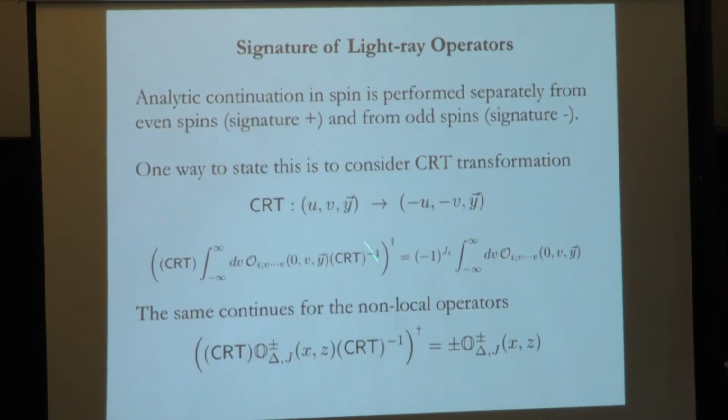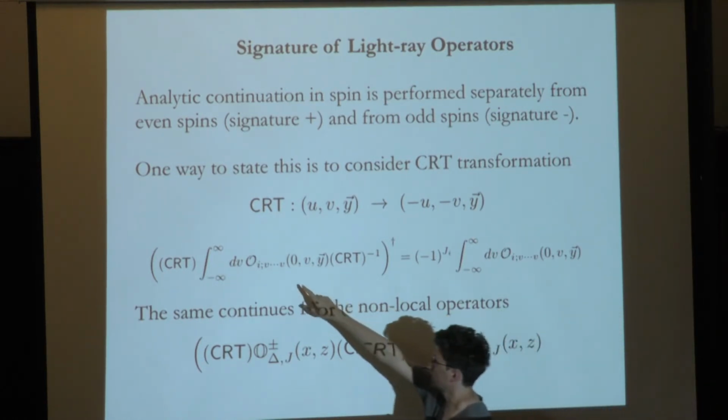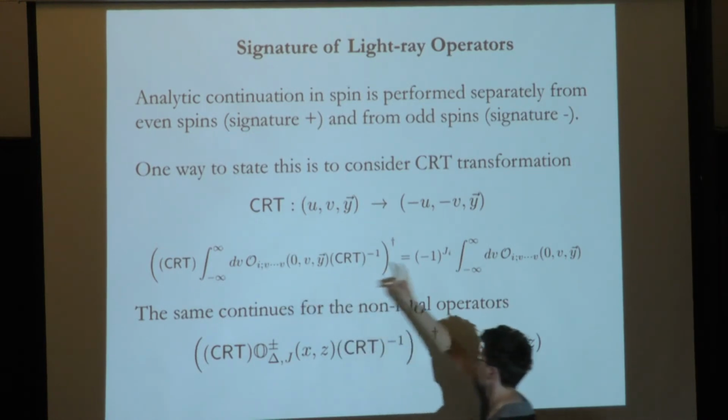Then the signature is related to this Rindler reflection. If you have an integral of a local operator and you act on it with reflection and Hermitian conjugation, it transforms with (-1)^j. So you can formally define this plus-minus signature, and in practice it's also a continuation from even spins and odd spins. And one interesting feature is that if you have a local operator of spin j, its signature is (-1)^j.